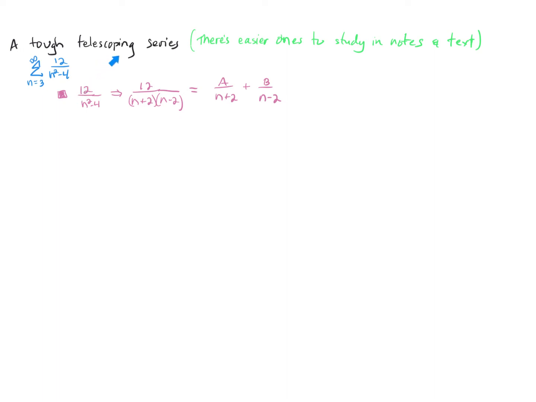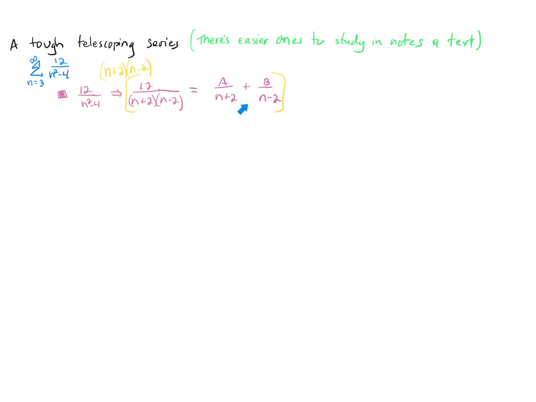Let's do a tough telescoping series example. There's easier ones you can study in your notes and in the textbook. Here it is. We notice that the denominator can be factored. We're going to take this fraction and decompose it using partial fraction decomposition.